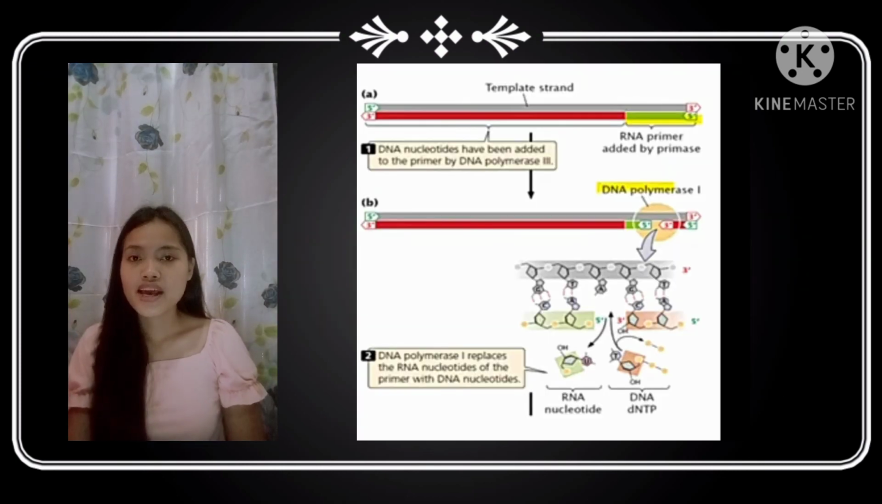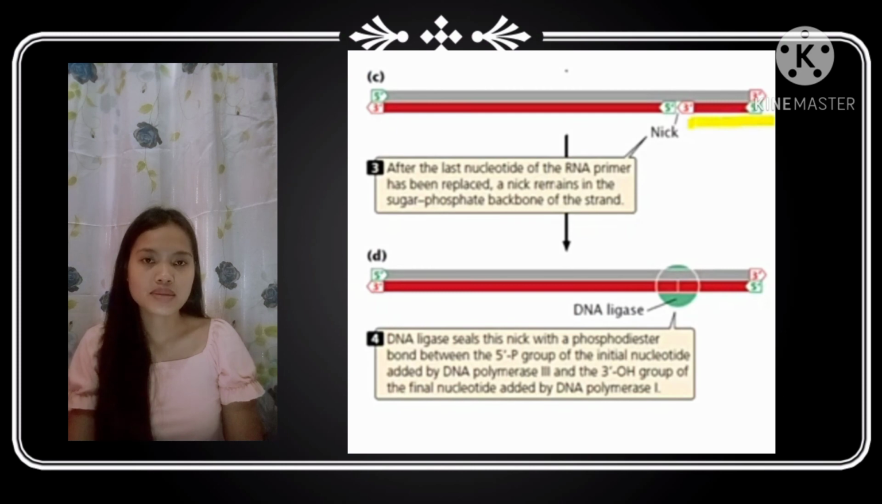As the DNA polymerase replaces the primer molecule with free dNTPs, there is still a gap, but it will be sealed by the enzyme DNA ligase, which creates a phosphodiester bond between the 5' phosphate group of the first nucleotide and the 3' OH group of the last nucleotide of two adjacent Okazaki fragments or newly formed strands.